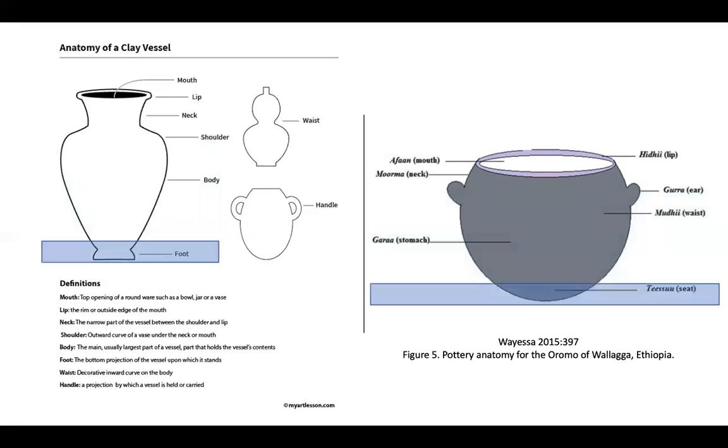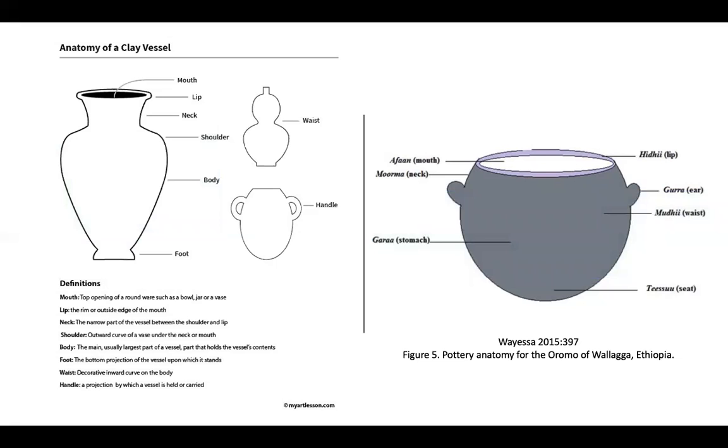Each vessel has a base. The left example shows a foot, which is an elaborated protruding base appendage. Sometimes vessels have handles, feet, as I said, spouts, and or decorative appliques, maybe even a waist.